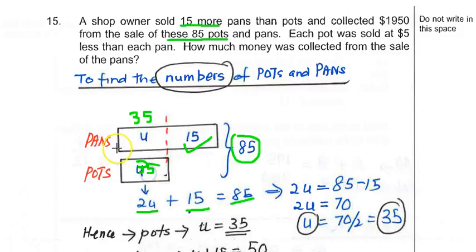Right? The number of pans is 35 plus 15. The number of pots is 35. Right? Both of them give you 85. That is the number first. Right? Now next, there's an amount of money difference of $5 for each pot and each pan. Okay?